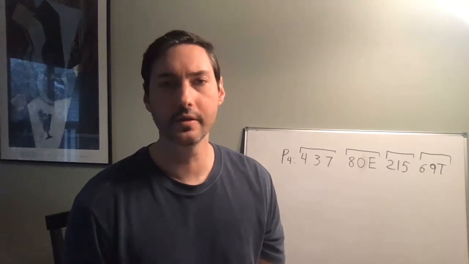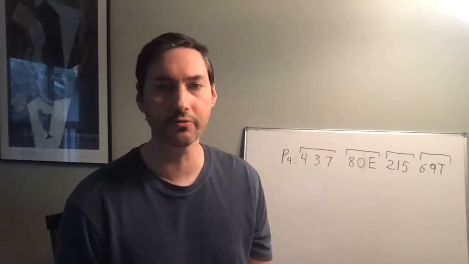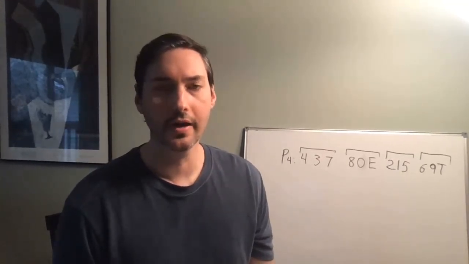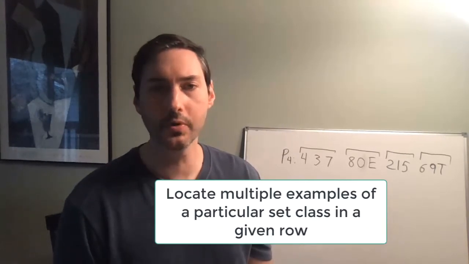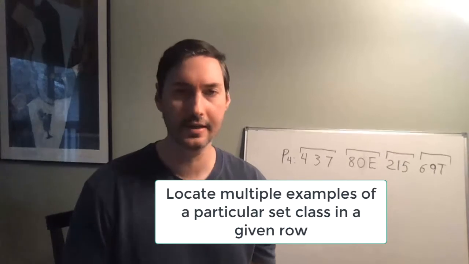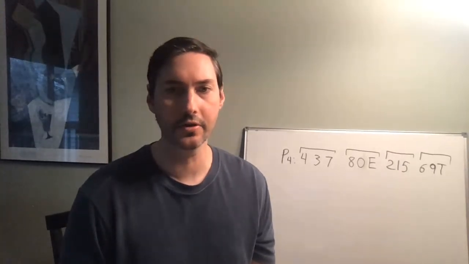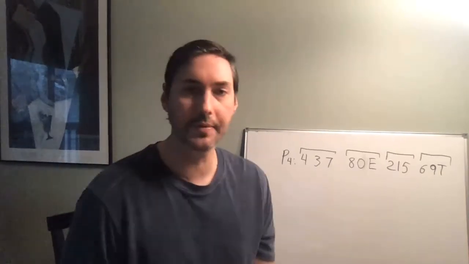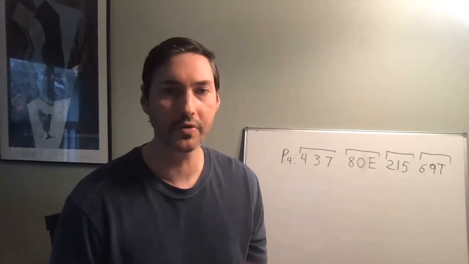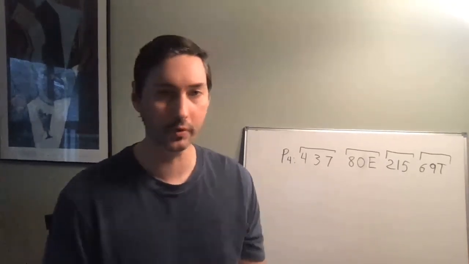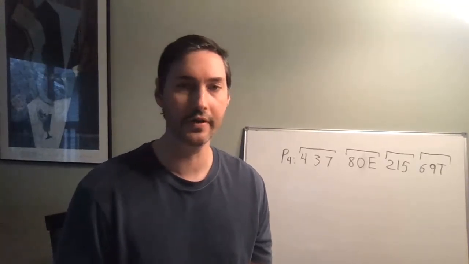Hi everybody. This video is going to be about how to determine invariances between row forms. Okay, first step is to find multiple examples of a particular set class in the row. So I've already bracketed the four non-overlapping trichords in this row. And if you were going to put them into prime form, you'd find out that they are all 014s. So that means that we're going to have lots of opportunities for invariances here.